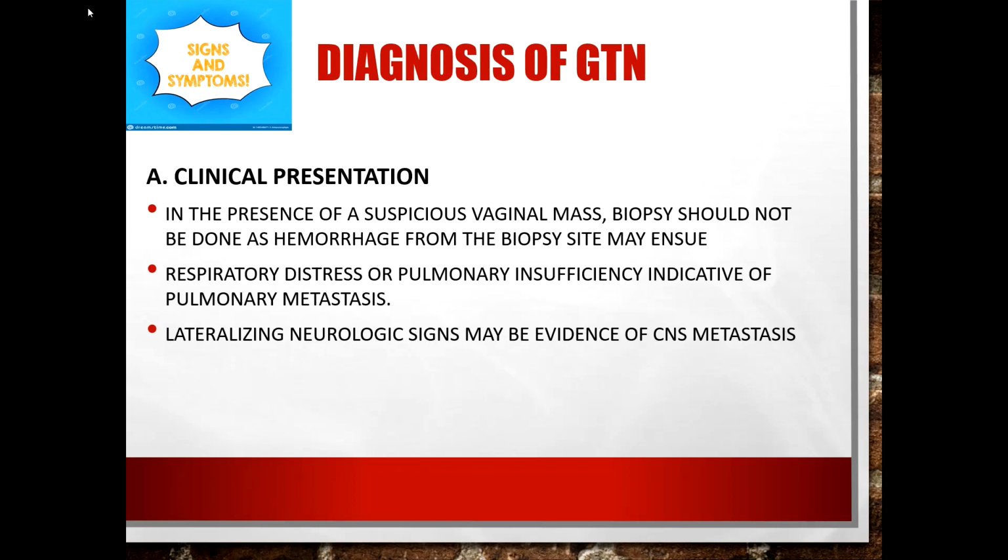In the presence of a suspicious vaginal mass, a biopsy should not be done as hemorrhage from the biopsy site may ensue. Patients may present with signs and symptoms of respiratory distress or pulmonary insufficiency, indicative of pulmonary metastasis. Lateralizing neurologic signs may be evidence of CNS metastasis.